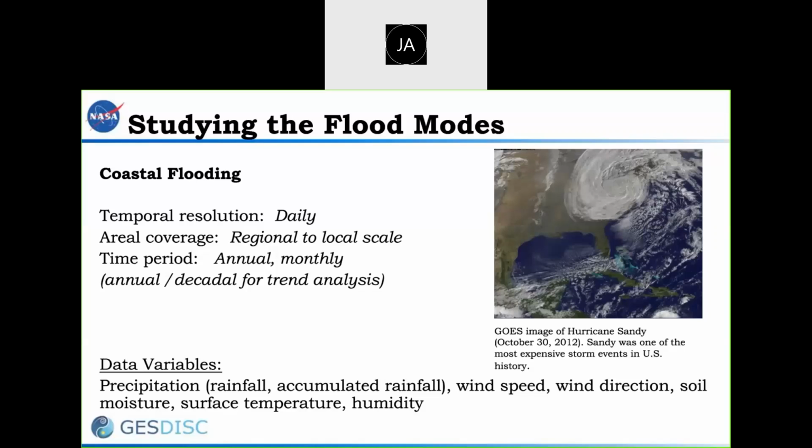come from an event. One of the most famous storms that we've seen is Hurricane Sandy. It's one that we can analyze with a lot of the data we have. This is a geostationary image of Sandy, and as we know, this had a pretty severe impact on New York City and areas near that, becoming one of the most expensive storms in U.S. history.